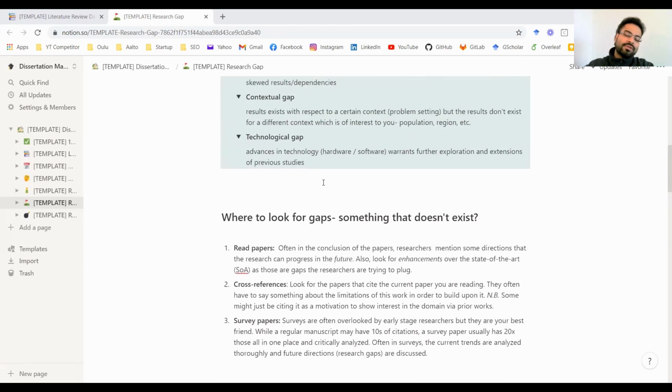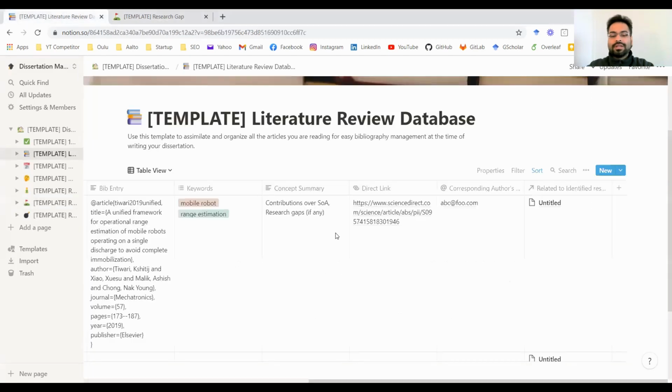So one of the common ways you can do it is to read papers. That's why literature review is very, very crucial for identifying the current trends, current gaps, and how you can contribute to filling them. So it's basically scoping your thesis, right? In one of the previous videos, we talked about this literature review database, how to manage that, plan that, and grow that, right? So in there was a column of concept summary.